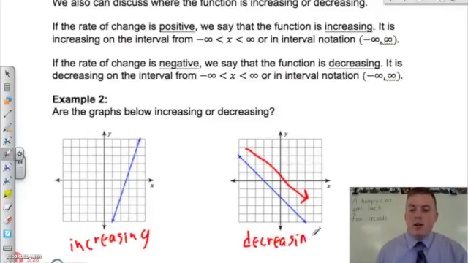Now, eventually we're going to talk about some functions that might be increasing in one place and decreasing in another. But a linear function is always going to be either always increasing or always decreasing. And we'll look at some of those examples in units 4 and 5.